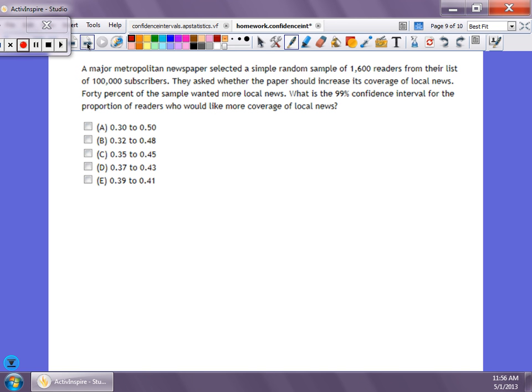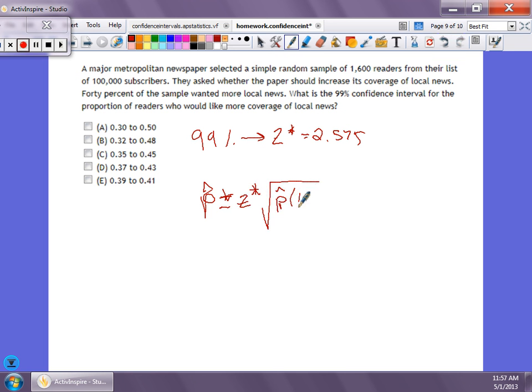The next one is a proportion problem. Proportion problems will always be z-stars. Here we are not just setting up the confidence interval, we actually need to get the range. So for 99% confidence, we know that the z-star critical for that is 2.575. And the rest of the information that we will need will come right from the problem. It's going to be p hat plus or minus z-star times the square root of p hat times 1 minus p hat over n.